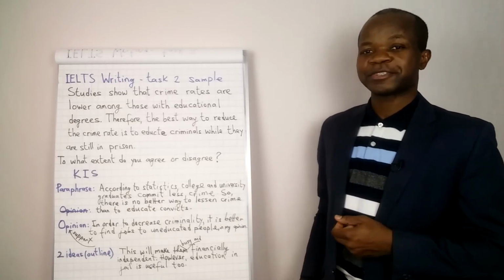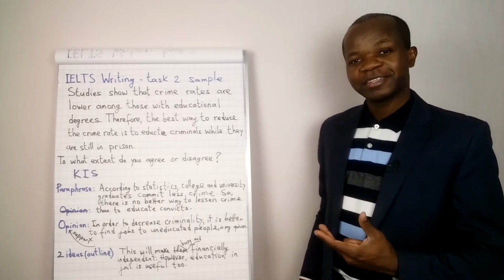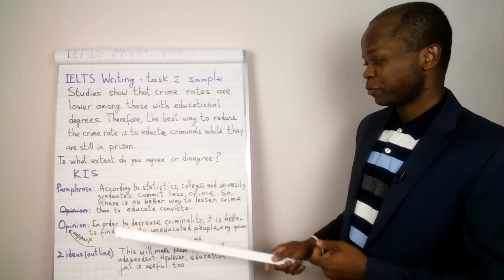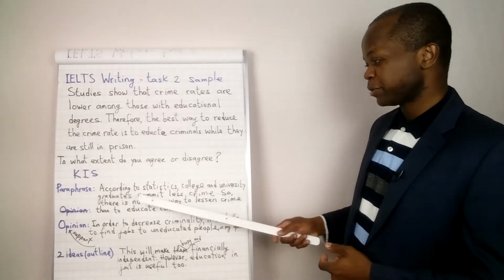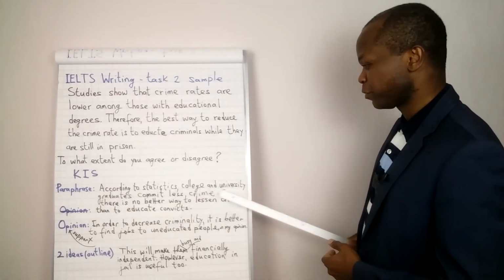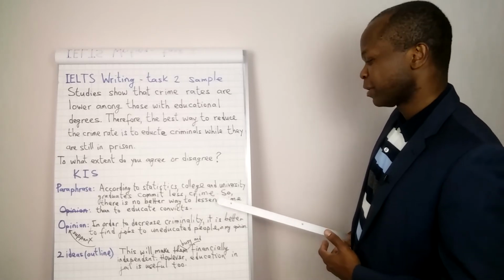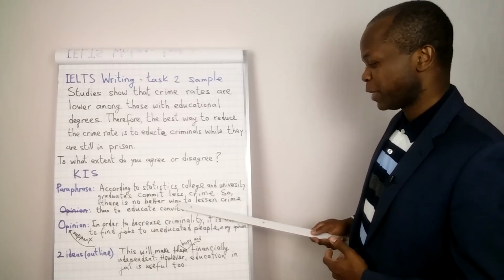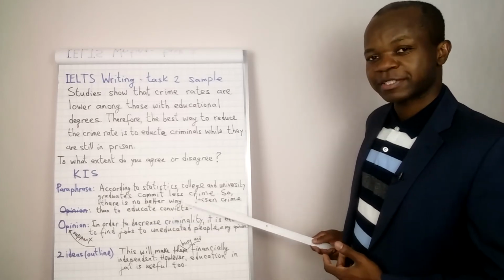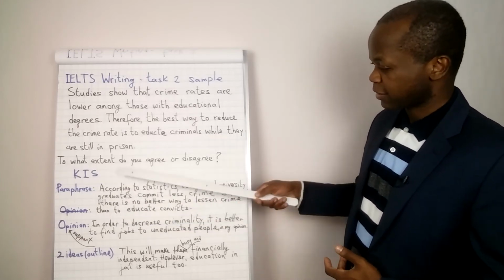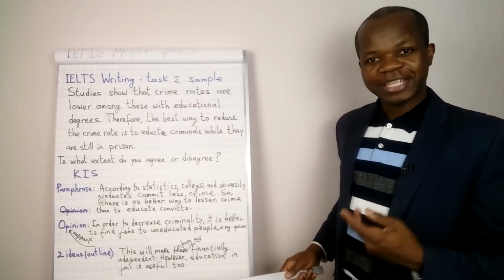You should do 3 things: paraphrase the task, give your opinion, and give 2 reasons for that opinion, which is what I've done here. So I'm paraphrasing this. I said, according to statistics, college and university graduates commit less crime. So, there is no better way to lessen crime than to educate convicts. So, I paraphrased the task, which means I said the same thing in other words.